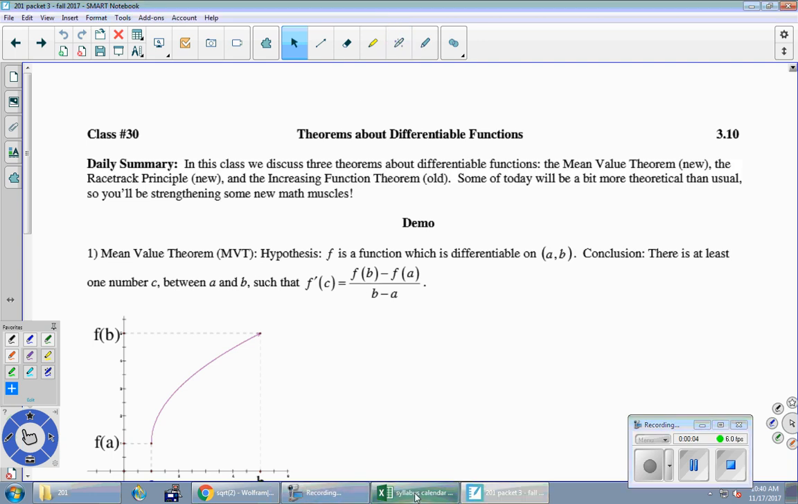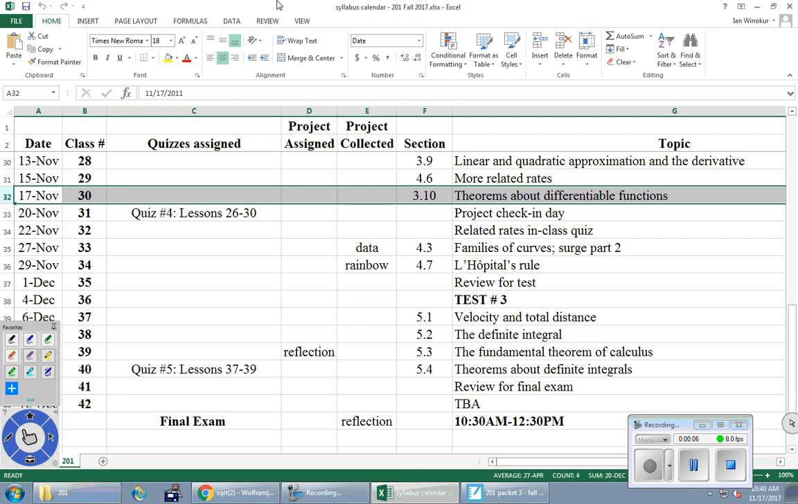All right, well, let's get started here. Page 27. We'll take our look at the calendar. Today, lesson or class number 30. Today is theorems about differentiable functions.